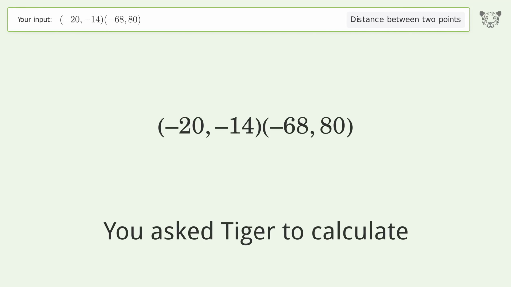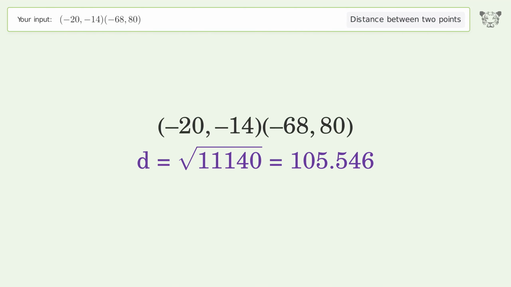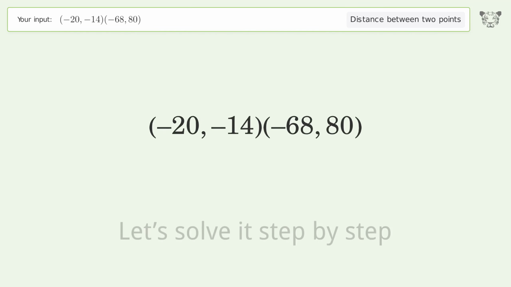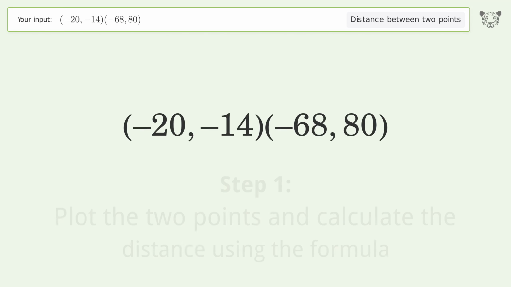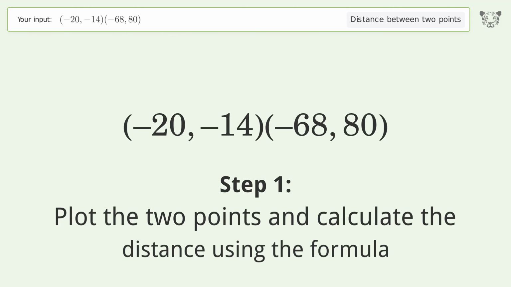You ask Tiger to calculate. This deals with the distance between 2 points. The distance between the 2 points is the square root of 11,140, or 105.546. Let's solve it step by step. Plot the 2 points and calculate the distance using the formula.